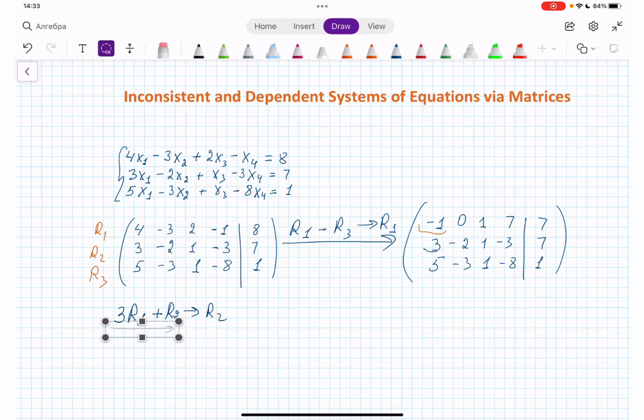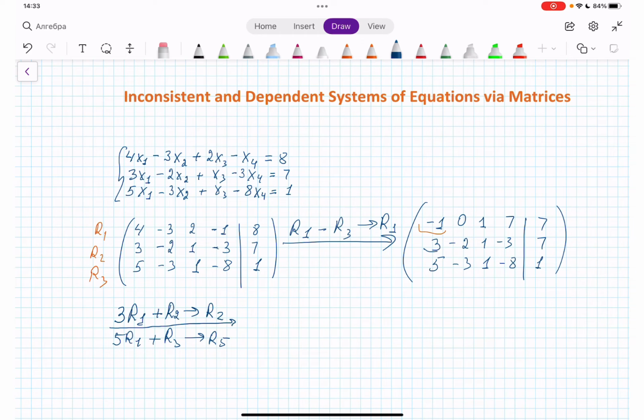Okay, and at the same time we can do the same changes with the third row. This time, since I have 5, I am multiplying the first row by 5, plus R3, and writing down in R3. Let me clean this, it's making a mess.